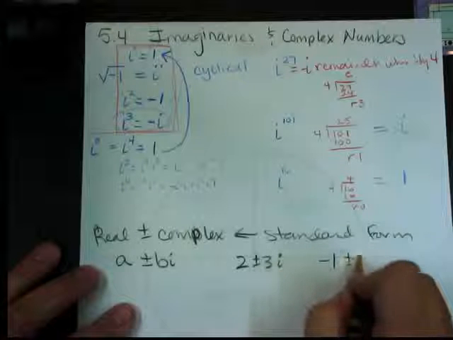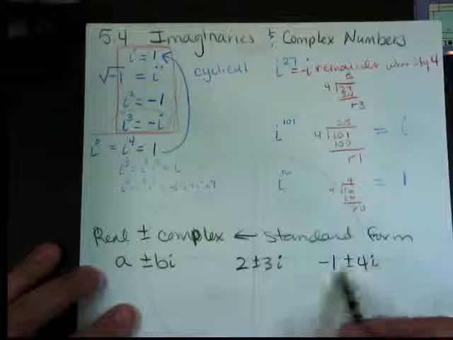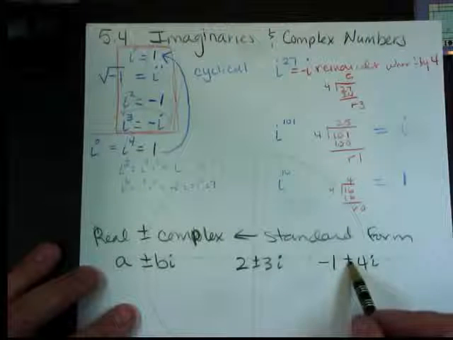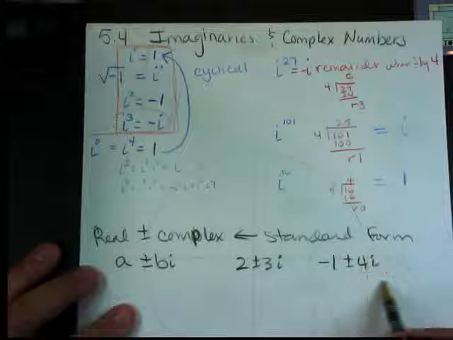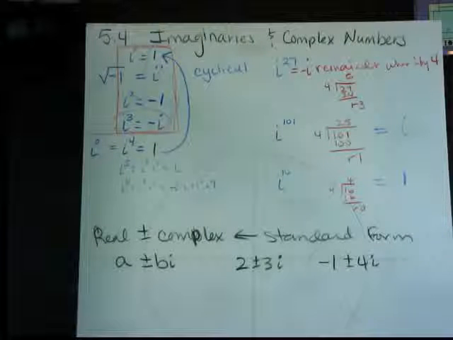So 2 plus or minus 3i is a complex number, where 2 is the real part and 3i is the imaginary part. Negative 1 plus minus 4i. Negative 1 is the real part. 4i is the imaginary part. That's how you write a complex number in standard form, and it will be expected that you write anytime you do imaginaries in standard form.